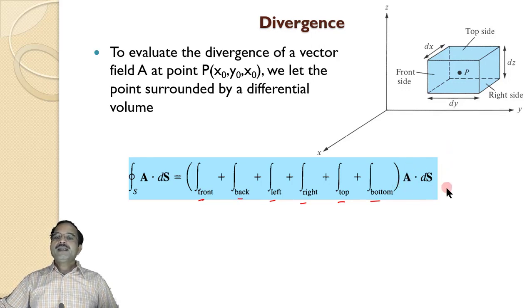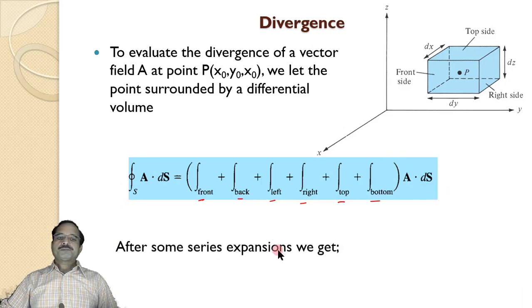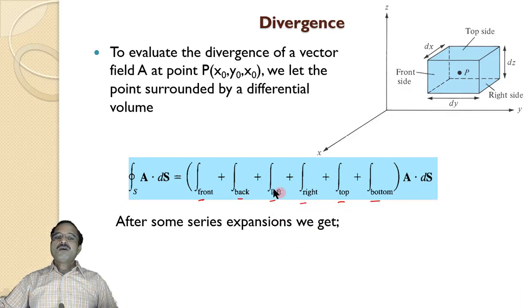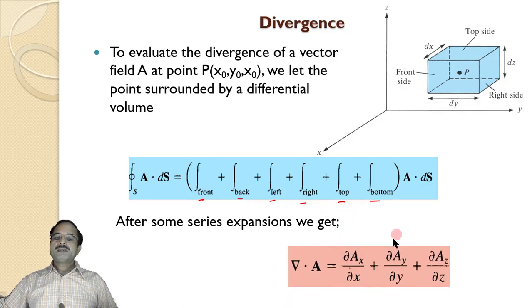This is a lengthy derivation, so I am just explaining the concept of how the mathematical equations for divergence have been derived. After series expansion of these equations and solving, we get divergence of A as d/dx Ax plus d/dy Ay plus d/dz Az. This is in the Cartesian coordinate system.